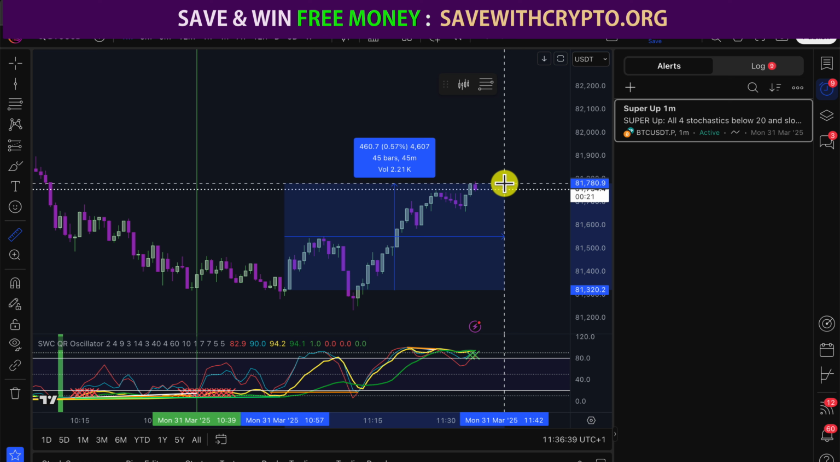Now, bearing in mind at the moment, the whole sentiment with Bitcoin is very, very negative. People are expecting much, much lower prices. I kind of agree as well, but it doesn't stop you being able to do little long scalps or even short scalps meanwhile, while the price is deciding what to do.